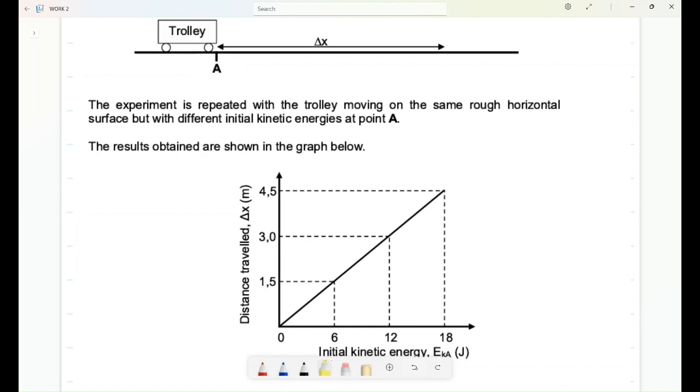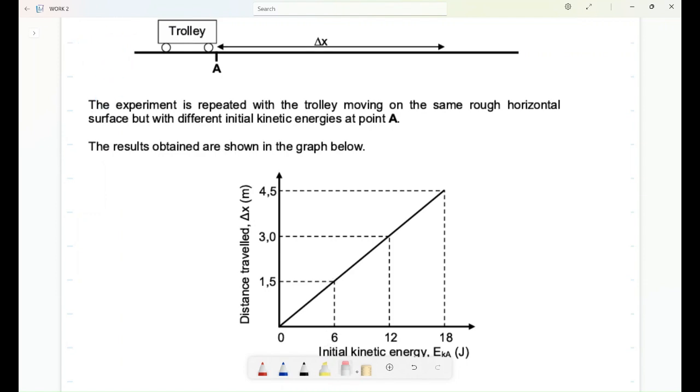Now, it means on our first attempt, maybe they give it a force of 10 newtons. On our second attempt, they give it a force of 20 newtons. This will affect the kinetic energy they offer, okay? But we are not interested in that.